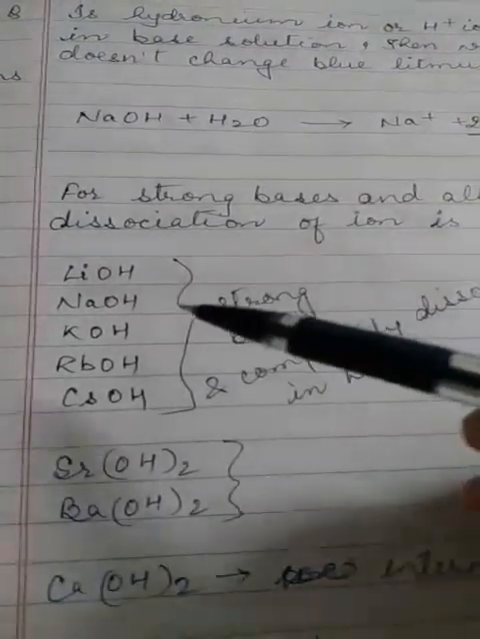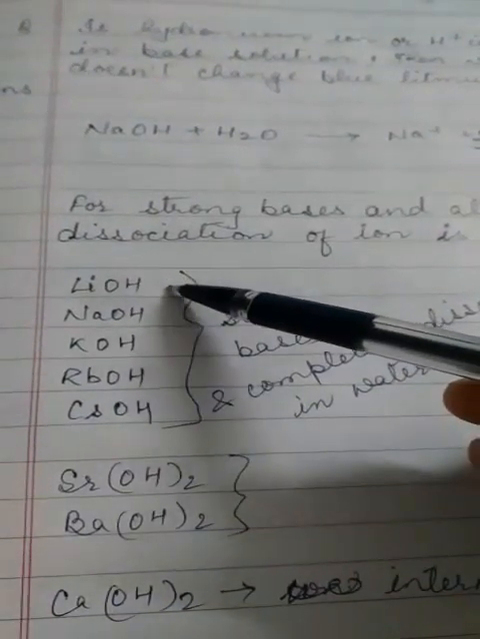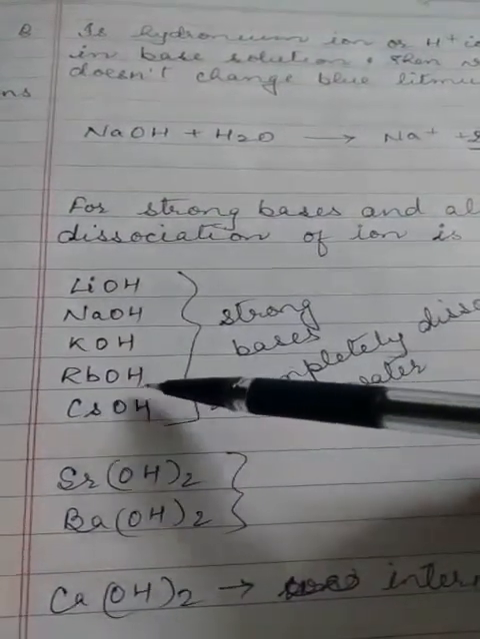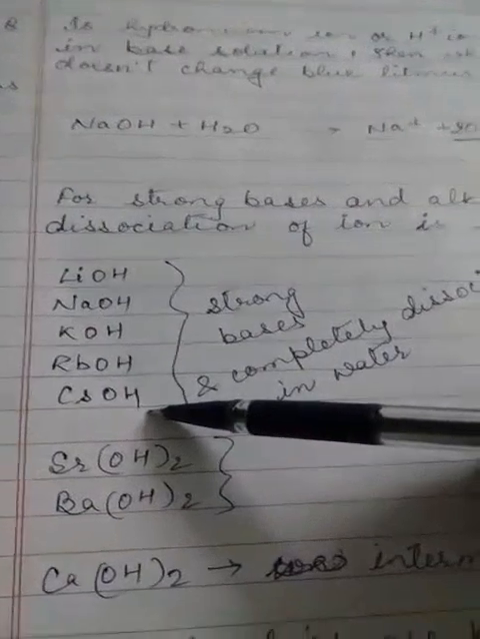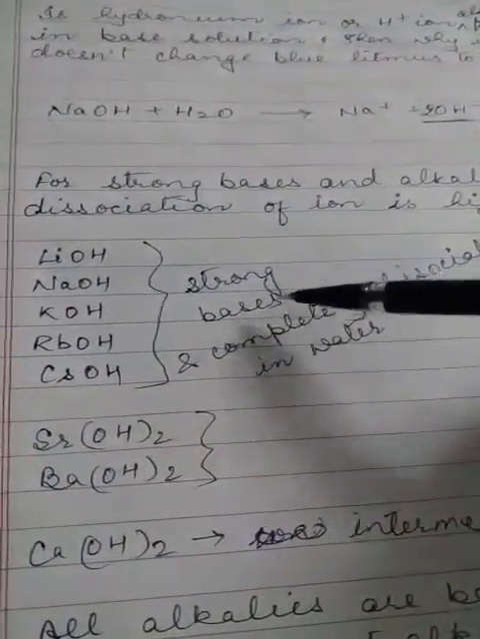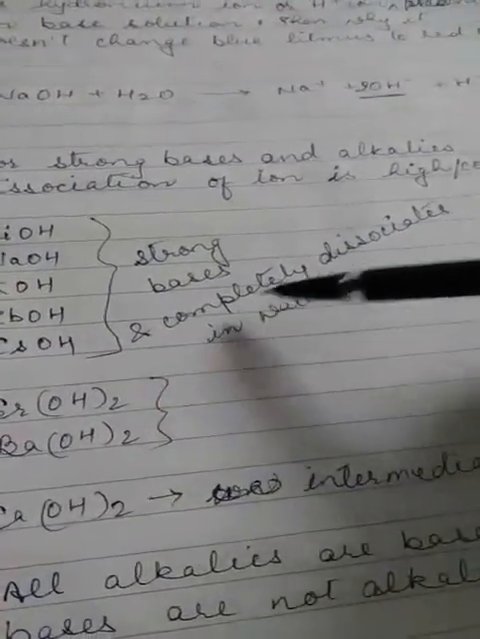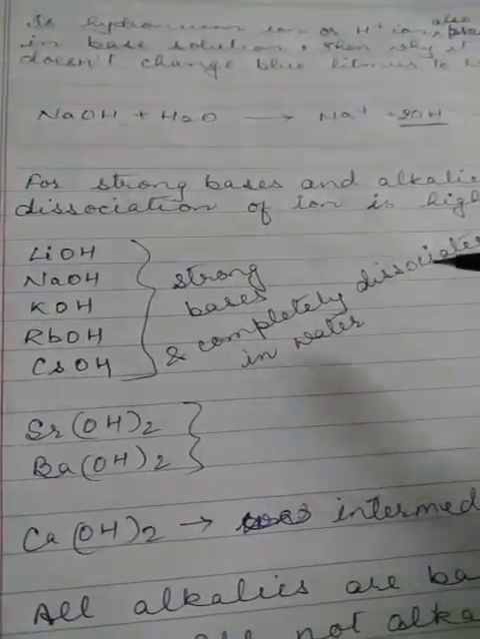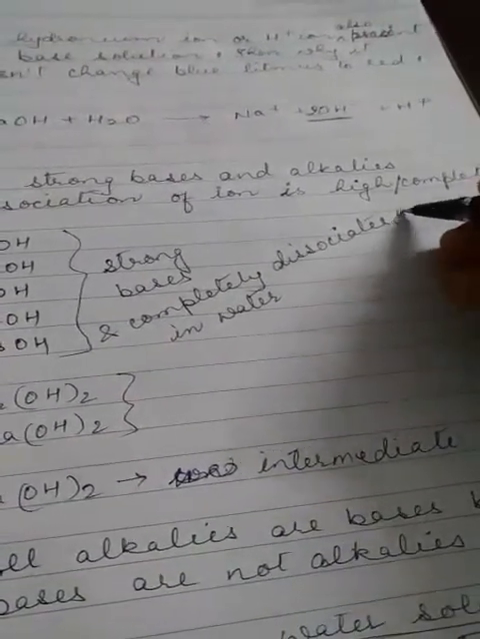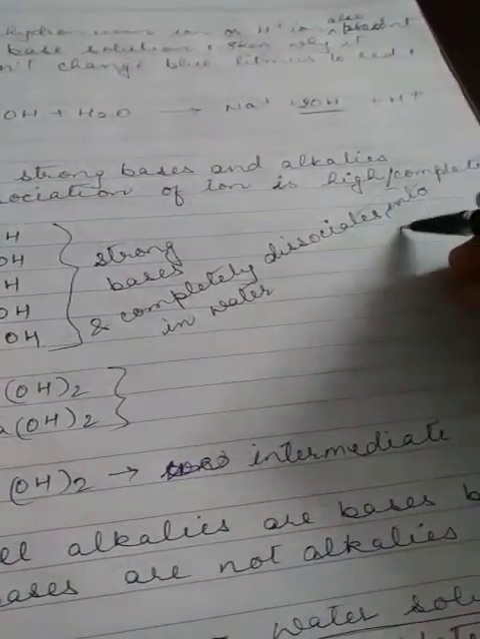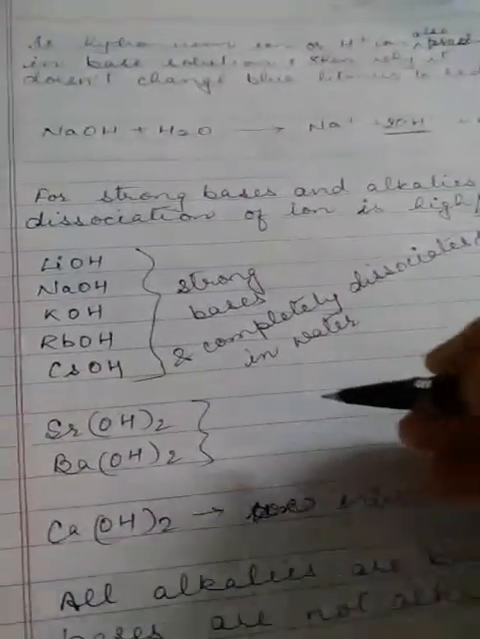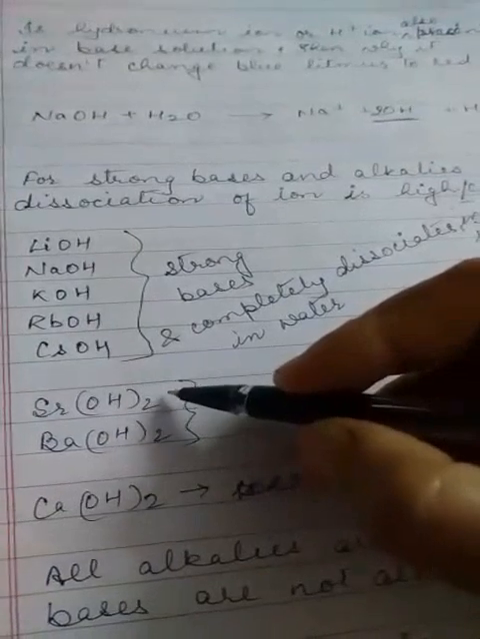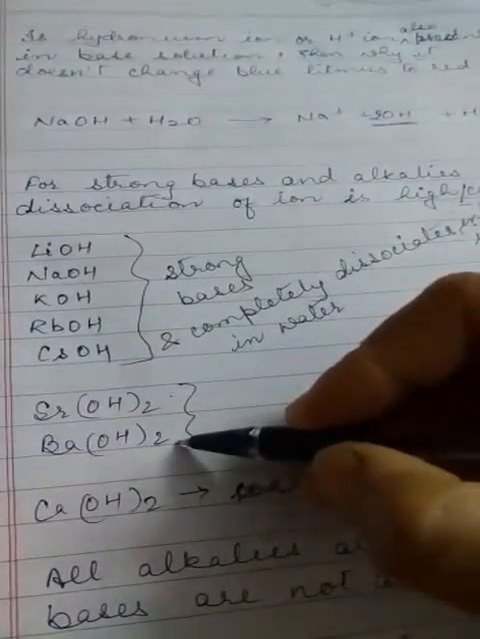For example, the bases formed by the alkali metals: lithium hydroxide, sodium hydroxide, potassium hydroxide, rubidium hydroxide and cesium hydroxide are strong bases. They completely dissociate into ions in water. Some strong bases from the alkaline earth metals are strontium hydroxide and barium hydroxide.